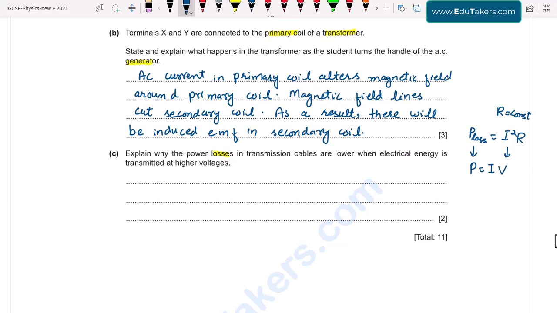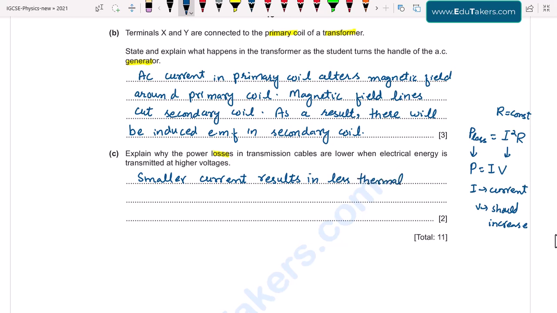When the current decreases, then the voltage should increase to maintain this power. So I write here, smaller current results in less thermal energy loss.